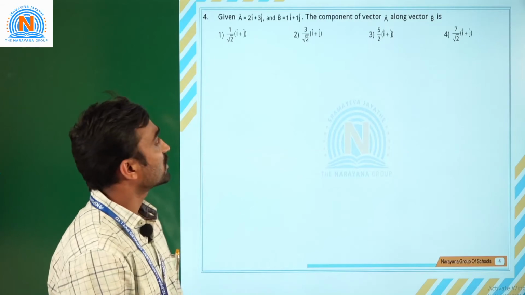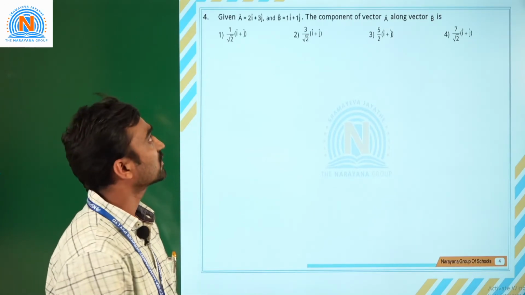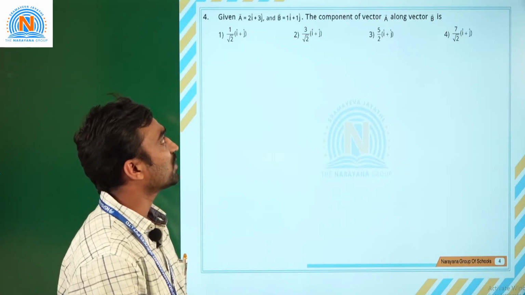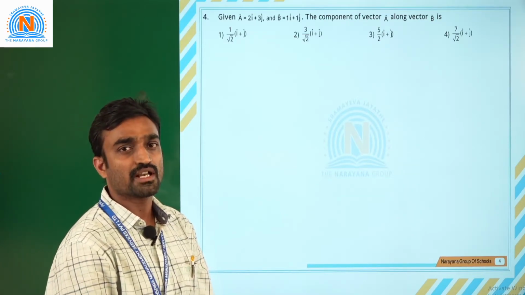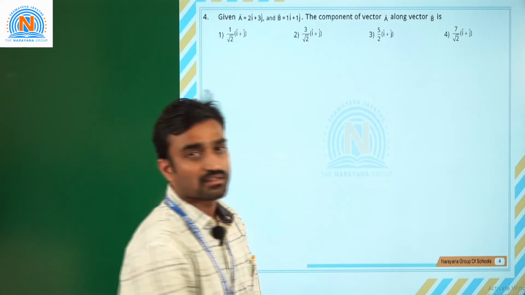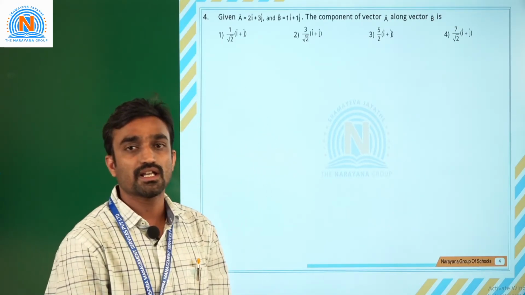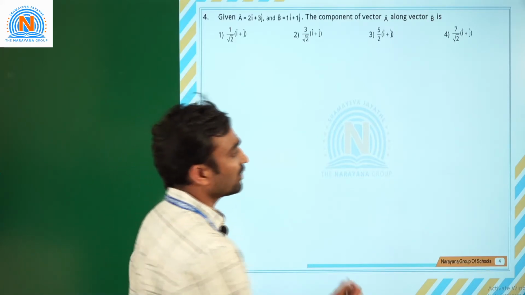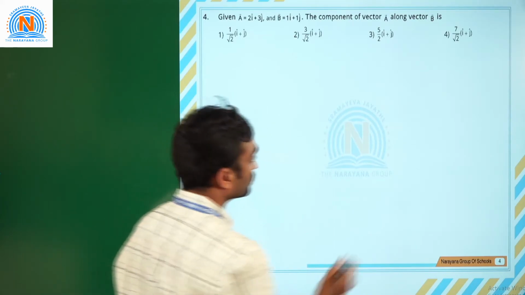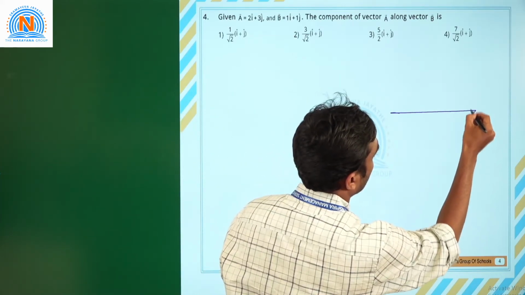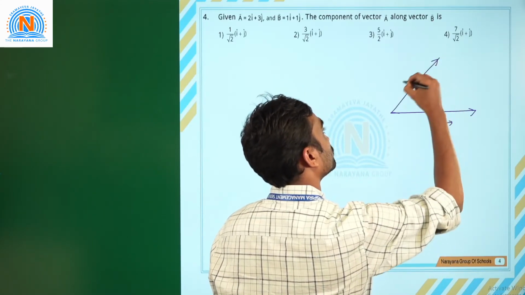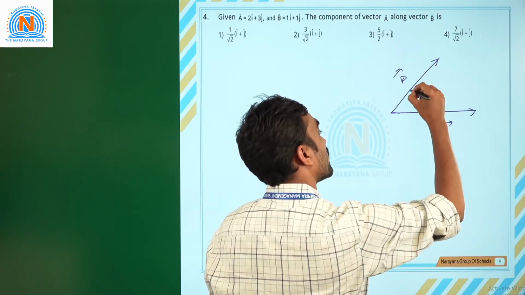Now, this is a very interesting and important question. They have given a vector a bar equal to 2i cap plus 3j cap and b bar equal to i cap plus j cap. They are asking for the component of vector a along vector b. So let's say we have a vector b here, and we have vector a like this. They are at some angle theta.